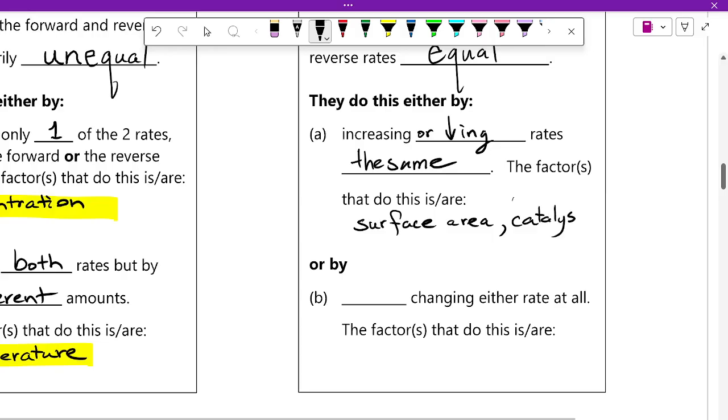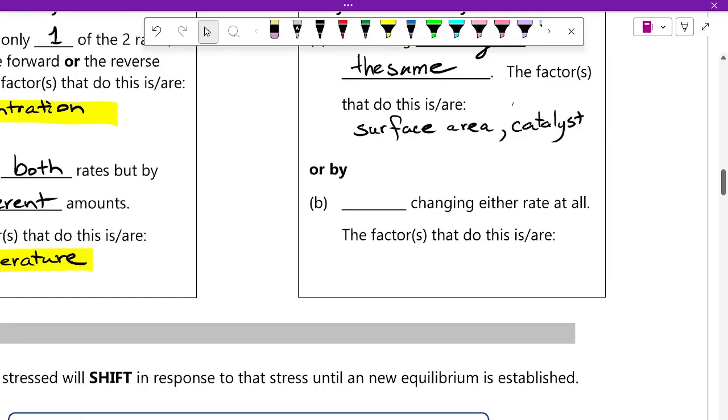I don't like this page. I need to redo this. Or by not changing either rate at all. And what doesn't change either rate at all? Inert gas.